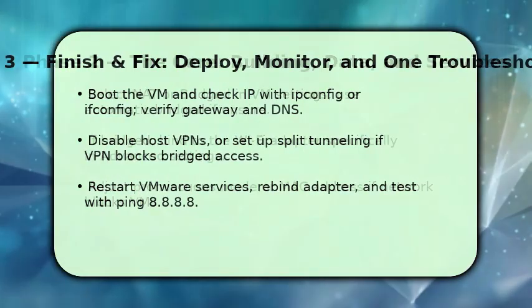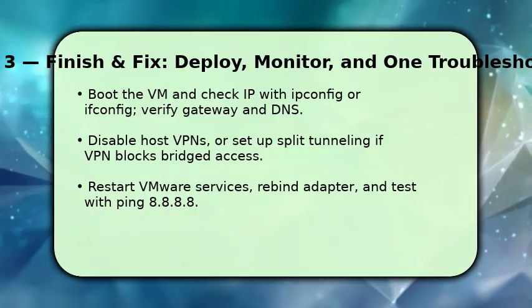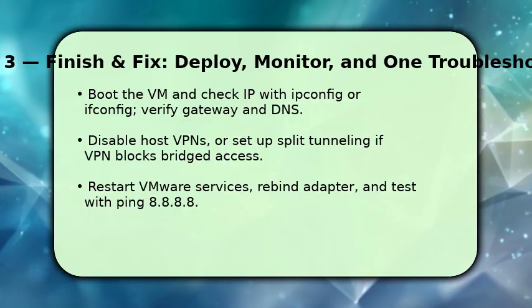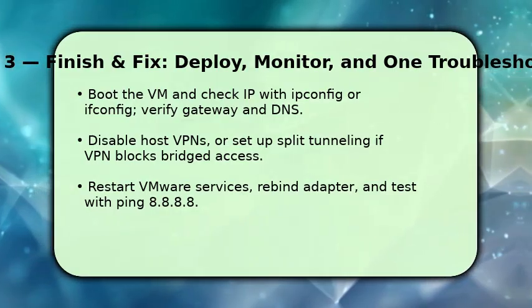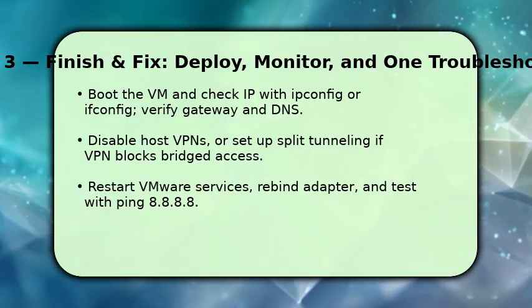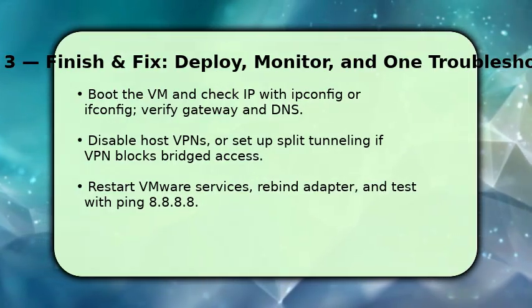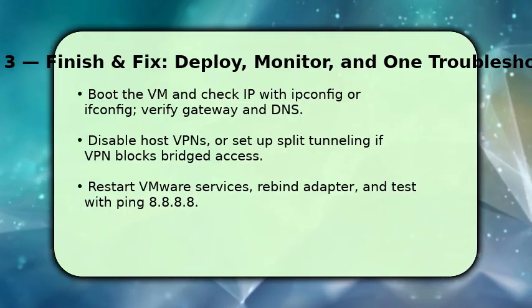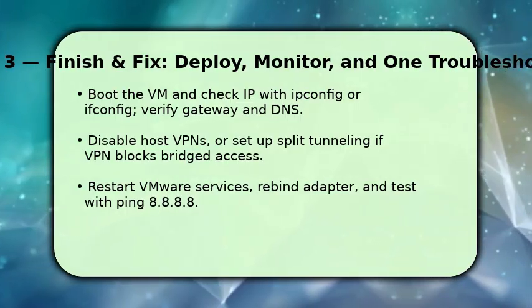You finish by booting the VM and confirming network parameters using ipconfig or ifconfig. Check gateway and DNS so name resolution works. Once done, test connectivity with ping and a browser. If it fails, make sure the host VPN or firewall isn't isolating the adapter. Disable VPN temporarily or configure split tunneling.